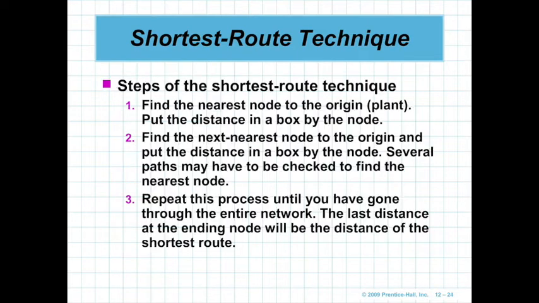6th point. Steps: first, find the nearest node to the origin. Put the distance in a box by the node. Find the next nearest node to the origin and put the distance in a box by the node. Several paths may have to be checked to find the nearest node. Repeat this process until you have gone through the entire network. The last distance at the ending node will be the distance of the shortest route itself.